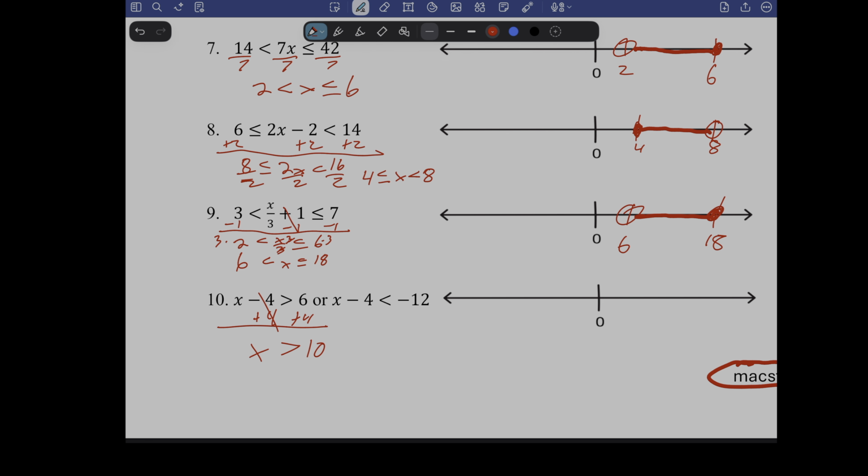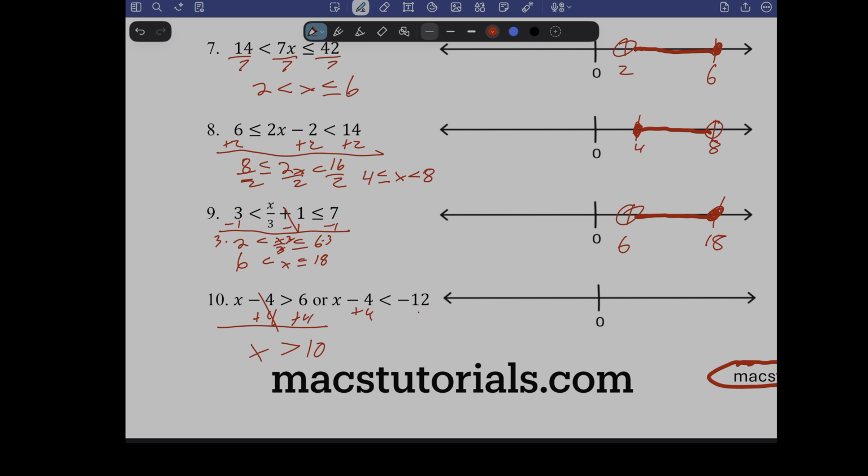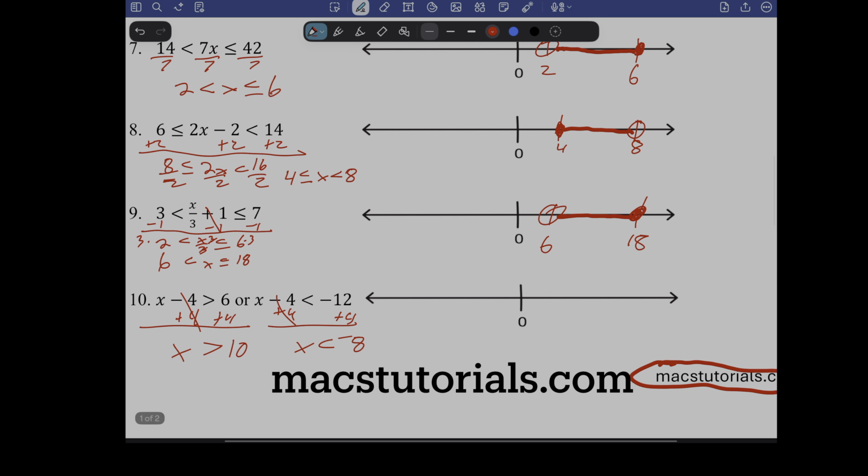X is greater than 10. And on the other one, once I add 4, well, signs are different. So I'm going to subtract, keep the sign of the bigger number. And so let's just go ahead and do them. Let's start with the x is greater than 10. So that's going to be a hole at 10, right? And it's greater than. So if it's greater than, well, that's that direction.